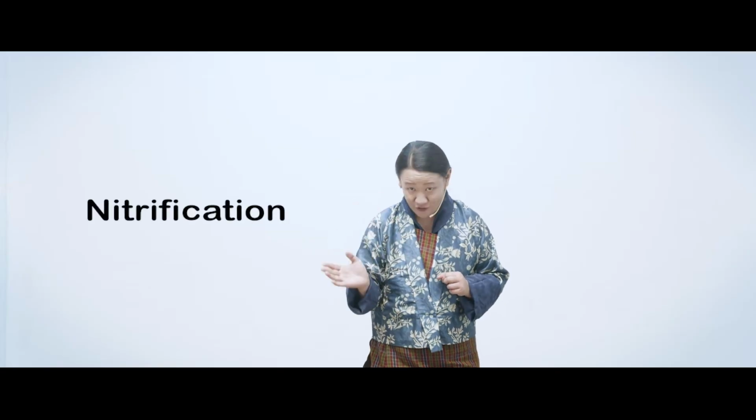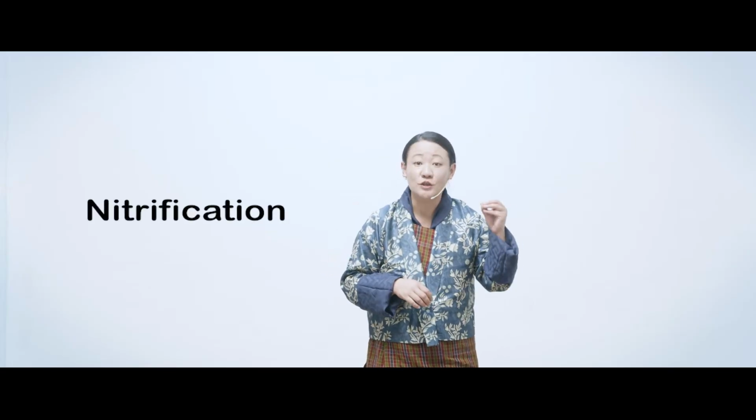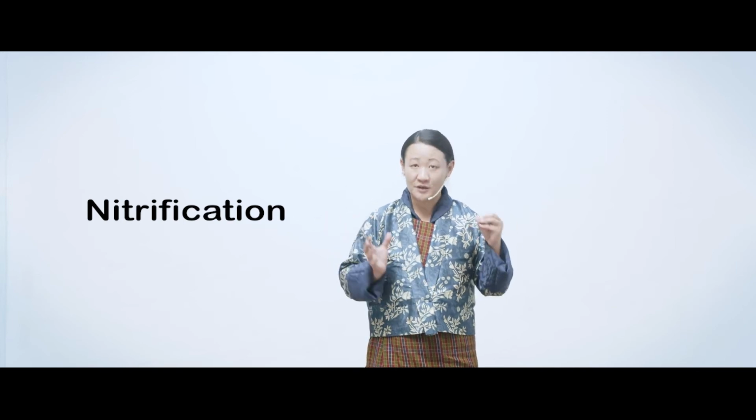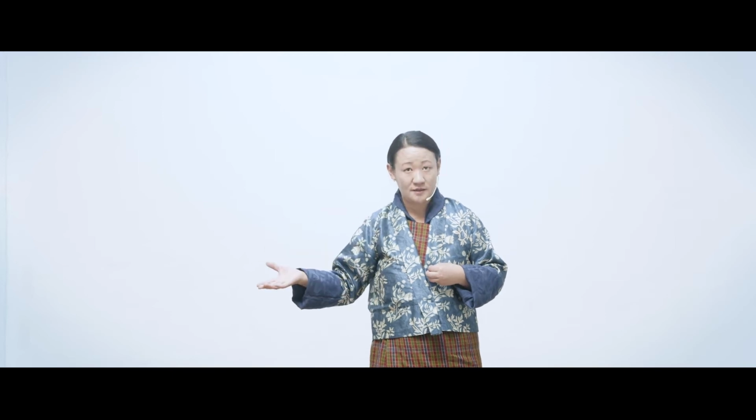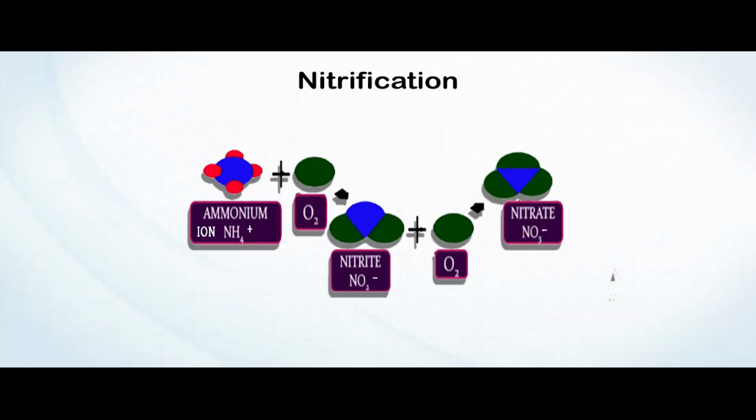Let's look at nitrification. Nitrifying bacteria in the soil will convert the ammonia to nitrate. Oxidation of ammonium ion is performed by bacteria such as Nitrosomonas, which converts the ammonia to nitrites. Bacterial species such as Nitrobacter are responsible for the oxidation of the nitrite into nitrates. You can look at the process of nitrification.